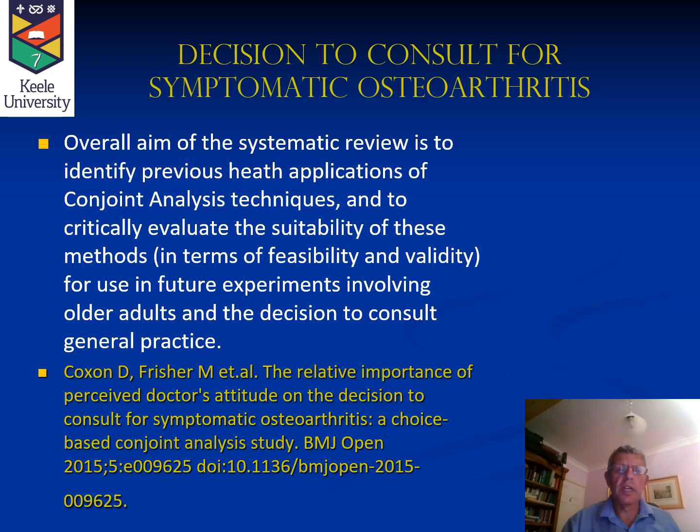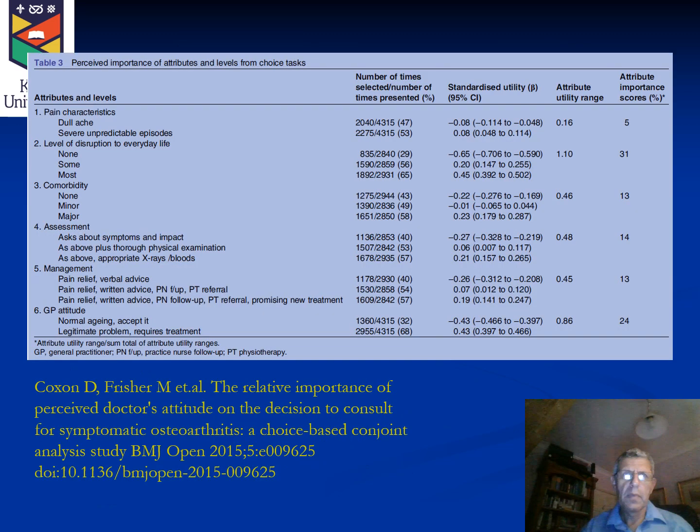The object of conjoint analysis is to determine what combination of a limited number of attributes is most influential in making a decision. So the overall aim of the systematic review is to identify previous health applications of conjoint analysis techniques and to critically evaluate the suitability of these methods in terms of feasibility and validity for use in future experiments involving older adults and the decision to consult in general practice.